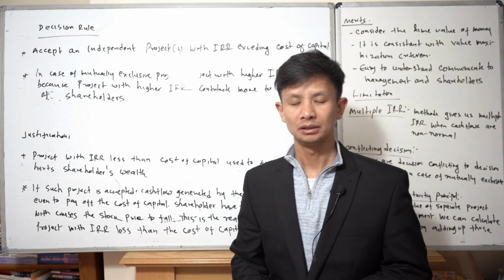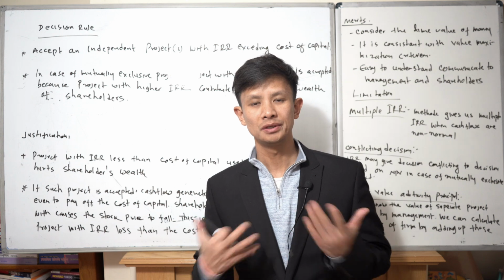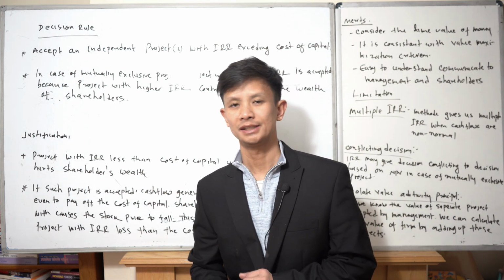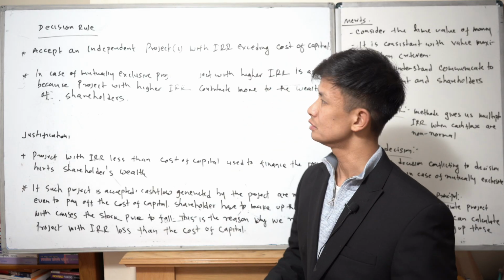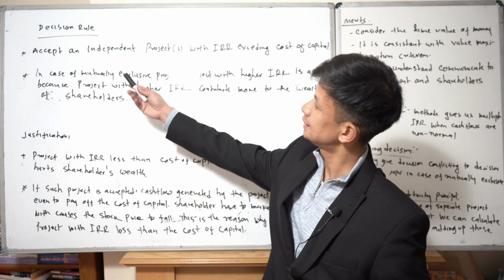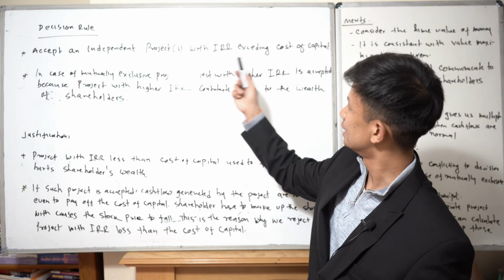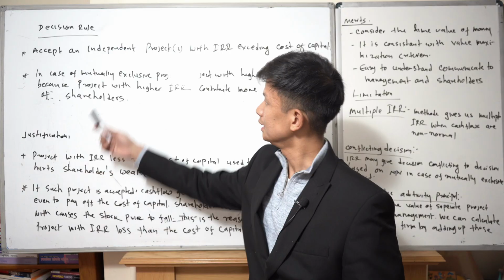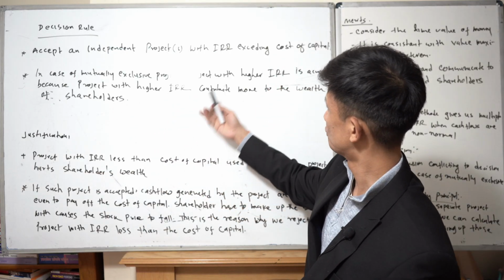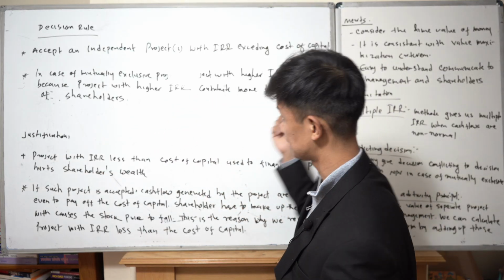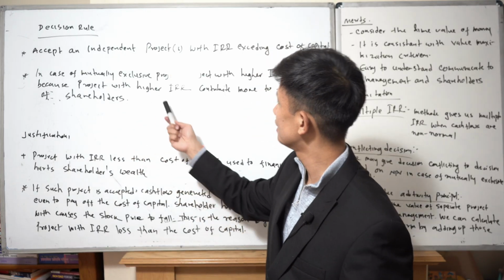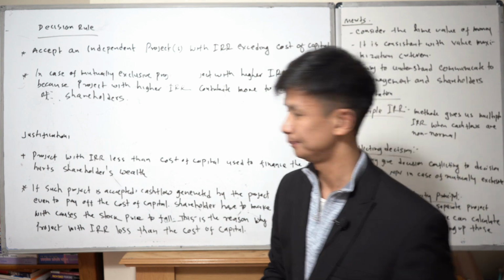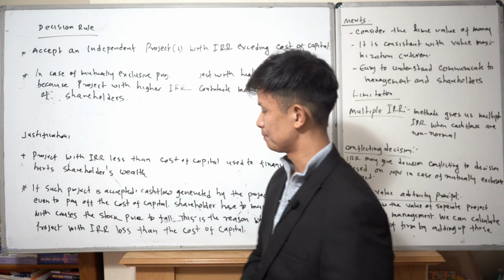Now let's have a look at the decision rule or criteria. How do you make decisions to choose between various projects? There are two decision rules. The first one is accept an independent project with IRR exceeding the cost of capital. Secondly, in case of mutually exclusive projects, the project with higher IRR is accepted because a project with higher IRR contributes more to the wealth of shareholders.